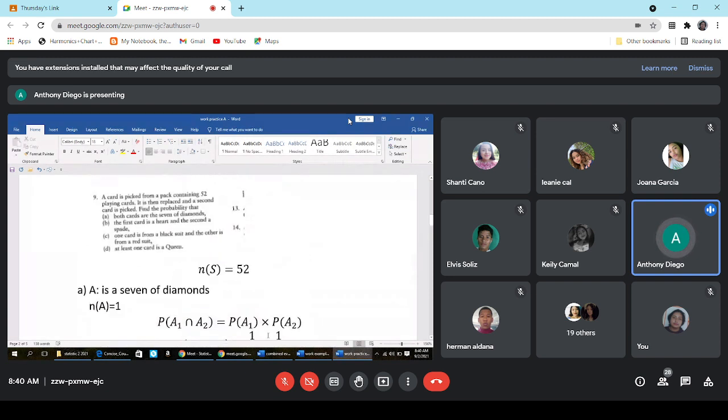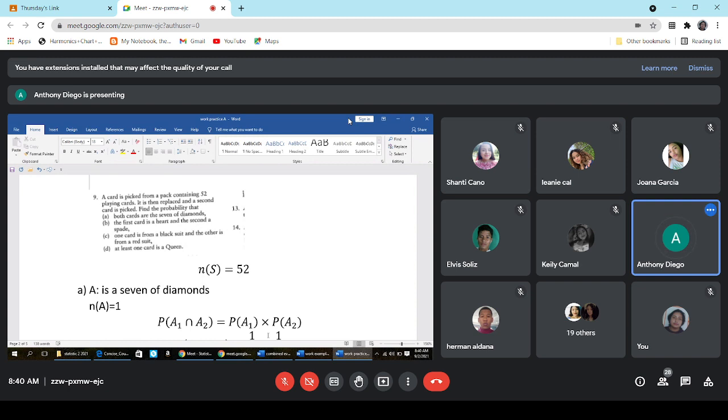So part C is saying one card is from a black suit and the other is from a red suit. So how many black suits do we have? We have 2 black suits, spade and clubs, which give us a total of 26.